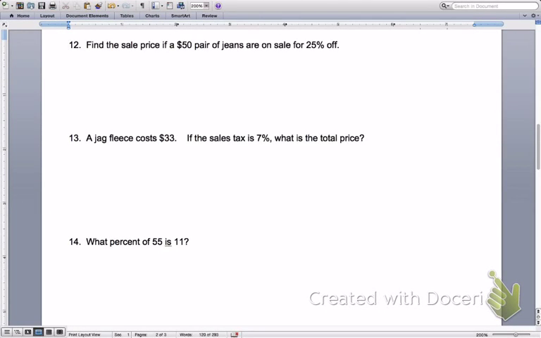Hi everyone, and these are going to be the solutions to the first review, numbers 12, 13, and 14. So number 12 asks us to find the sale price if a $50 pair of jeans are on sale for 25% off. So we have to remember that instead of finding 25% and then subtracting, we can actually look at and see that 25% off is really the same as 75% of.